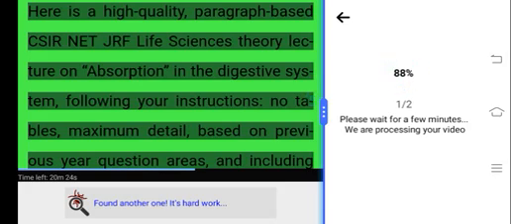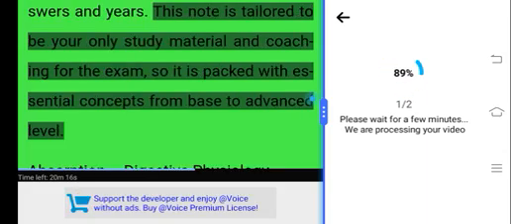Here's a high-quality, paragraph-based CSIR NET JRF Life Sciences theory lecture on absorption in the digestive system. Following your instructions: no tables, maximum detail, based on previous year question areas and including 2 to 3 previous year questions with answers and years. This note is tailored to be your only study material and coaching for the exam, so it is packed with essential concepts from base to advanced level.